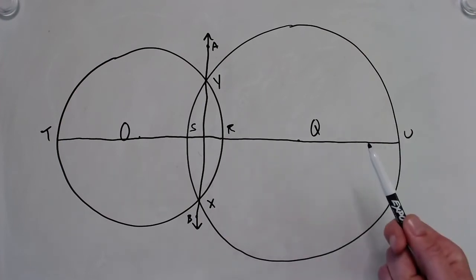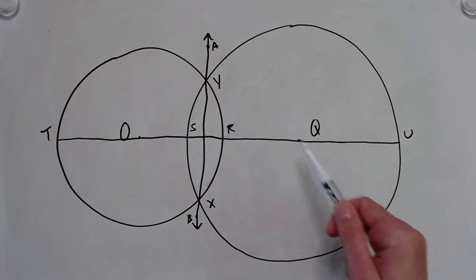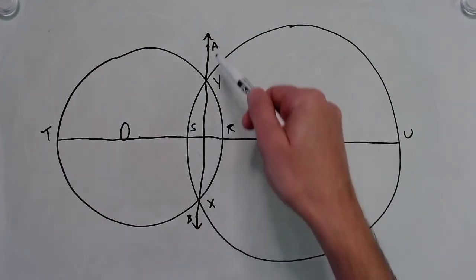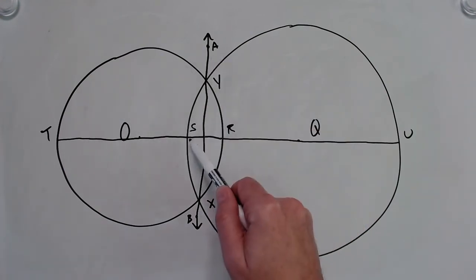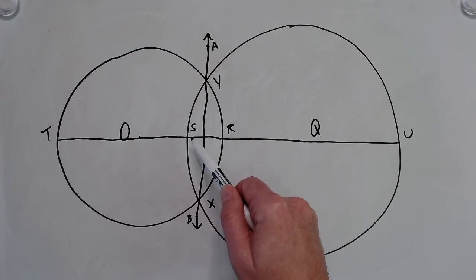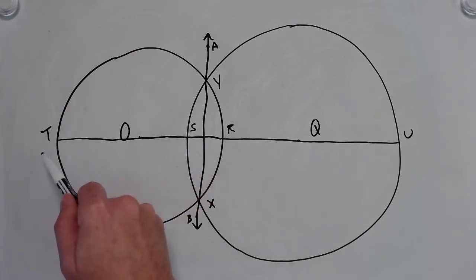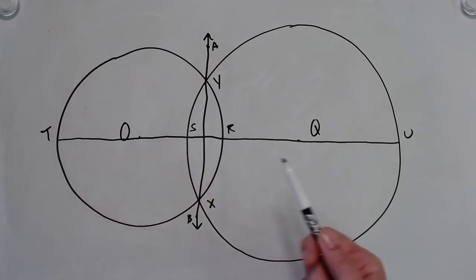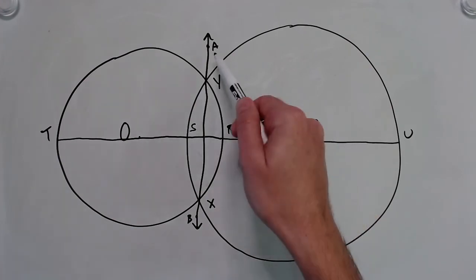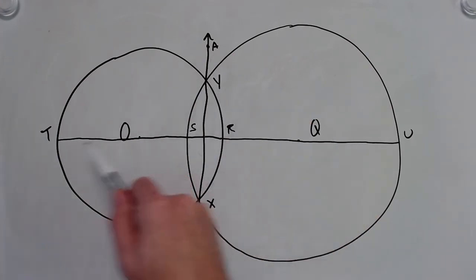What are all the exterior points of circle Q? Well, A and B are outside the circle. S is on the circle, so that's not exterior. But O and T are exterior. So we have 4 exterior points for Q: A, B, O, and T.